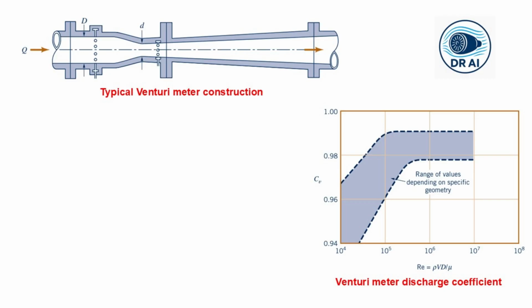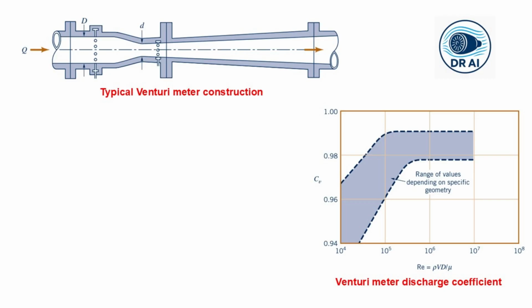But more importantly, it has a long, gradually expanding section downstream of the throat called the diffuser. This gradual expansion allows the fluid to decelerate efficiently, converting most of the kinetic energy back into pressure, just like the ideal Bernoulli equation predicts. So most of the head loss in a well-designed Venturi meter is due to the friction losses along the walls, not to separated flows and inefficient mixing.